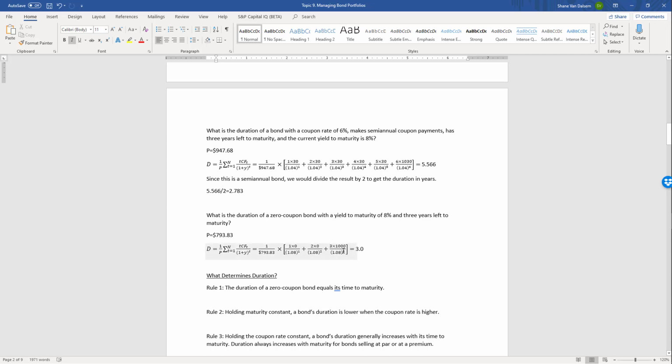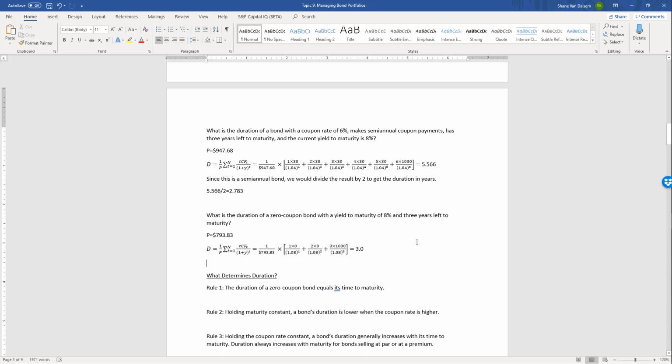And then we receive our $1,000 at maturity. Again, this is the par value, $1,000. And so we take 3 times 1,000, and we divide that by 1.08 to the third. Then we take the value we get for this and divide it by 793.83. We multiply those together, and we get an answer of 3.